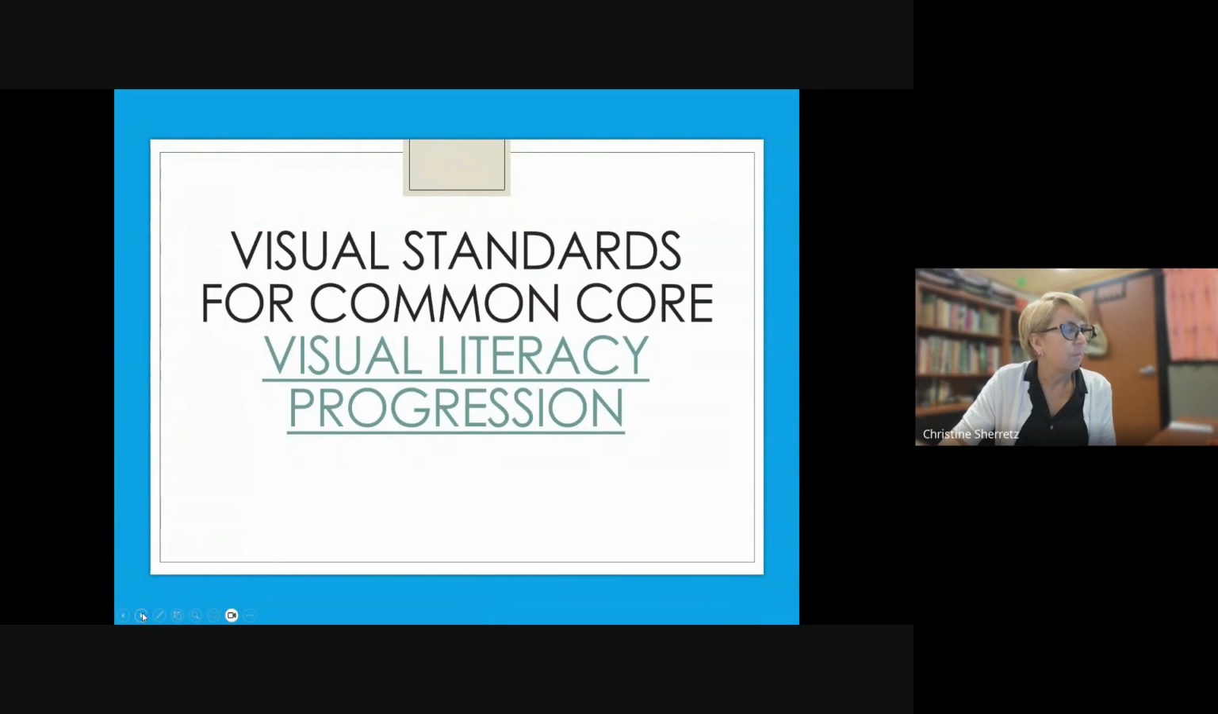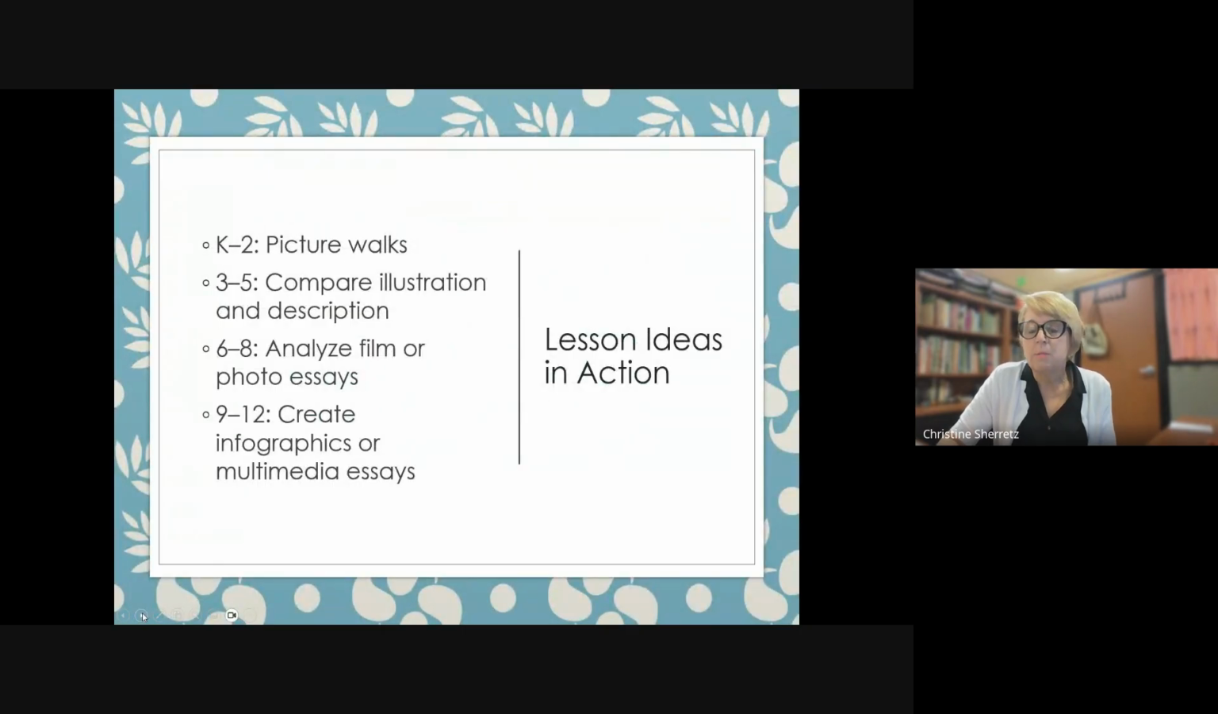Okay, so let's get back to what we were talking about earlier. So that was just a little bit about those standards. So here are some examples of what that looks like. When you do a picture walk, you are promoting those visual standards for those K through 2 kiddos. When you compare illustrations and descriptions, when you analyze films and photo essays, and then lastly, in the upper grades in high school, when you ask them to create infographics and multimedia presentations.